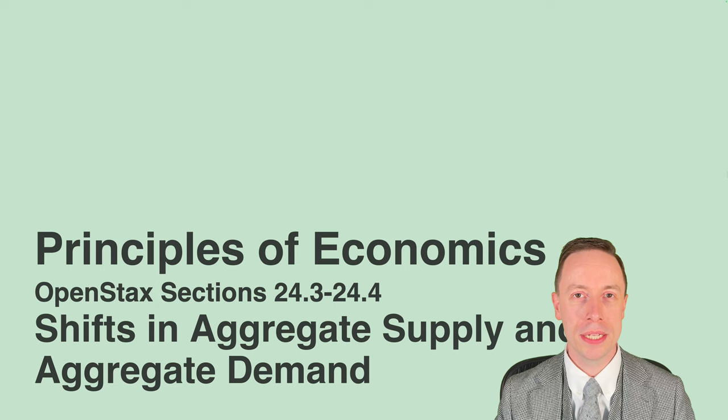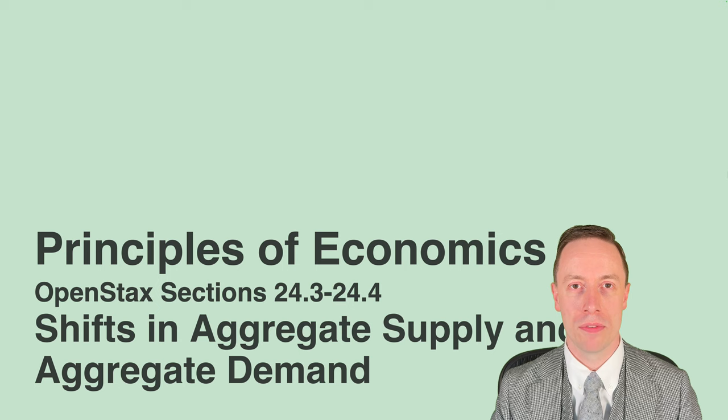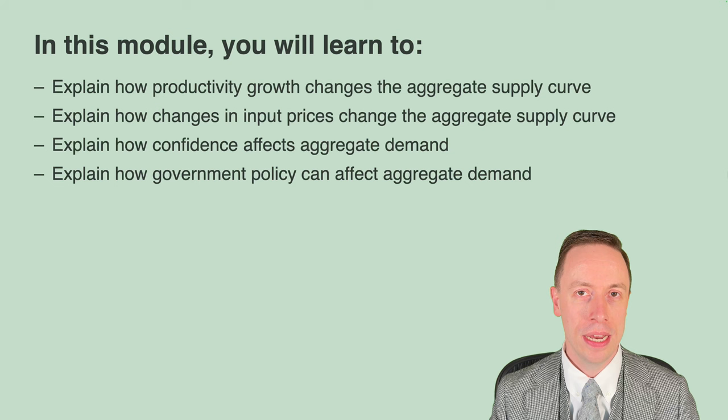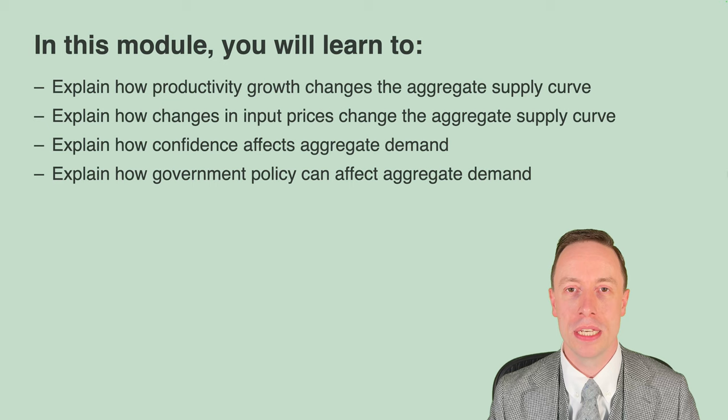In this module, covering sections 24.3 and 24.4, we'll be covering shifts in aggregate supply and aggregate demand. In this module, you will learn to explain how productivity growth changes the aggregate supply curve, how changes in input prices change the aggregate supply curve, how confidence affects aggregate demand, and explain how government policy can affect aggregate demand.